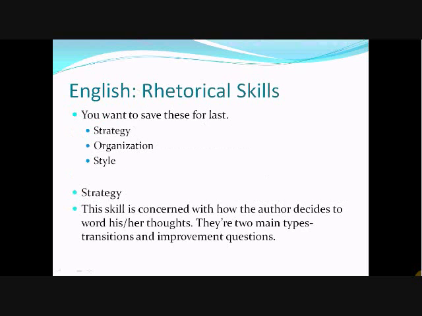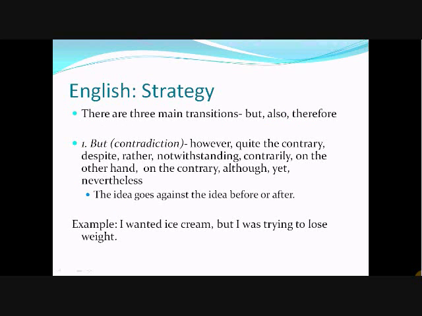Alright, we're almost finished, guys. English and the rhetorical skills. You want to save these types of questions for last because they test strategy, organization, and style. Strategy is a skill concerned with how the author decides to word his or her thoughts. There are two main types of questions, involving transitions and improvement questions. There are three main transitions: but, also, and therefore, and words that are variations of them.